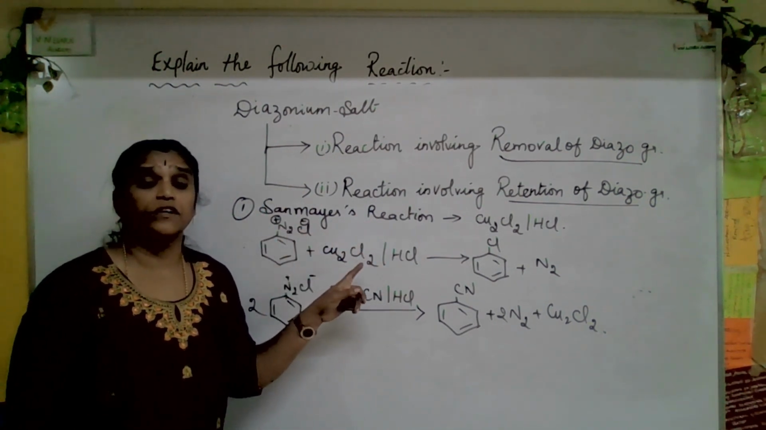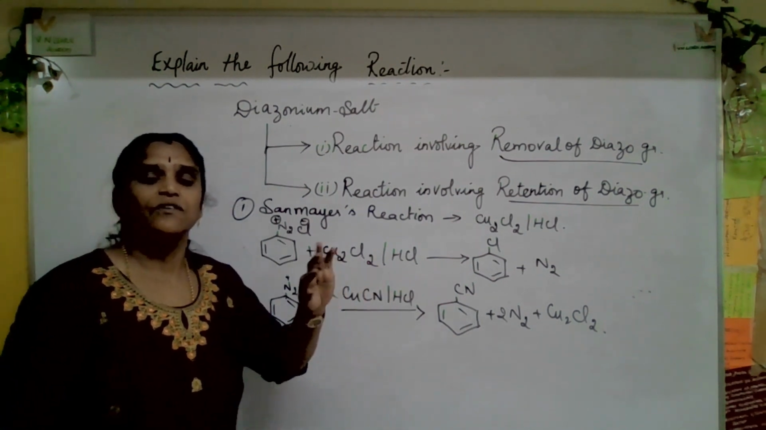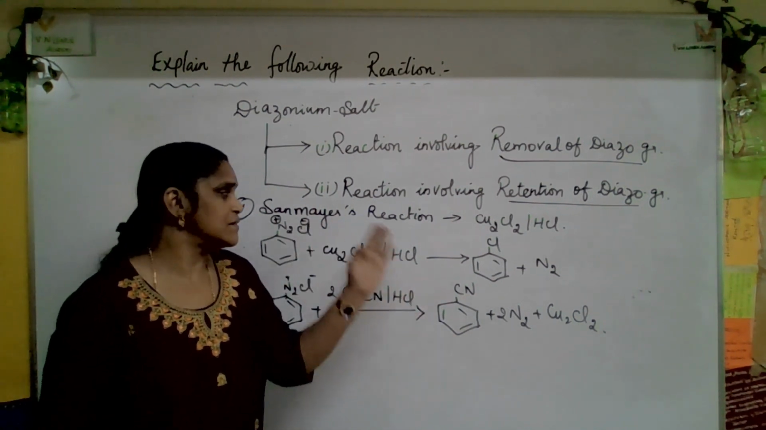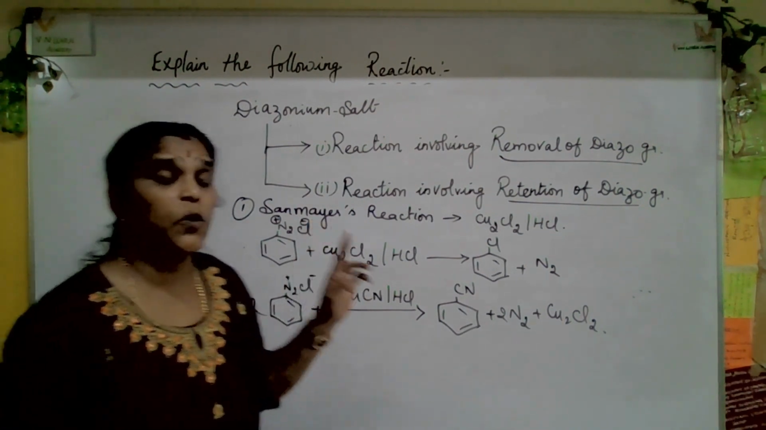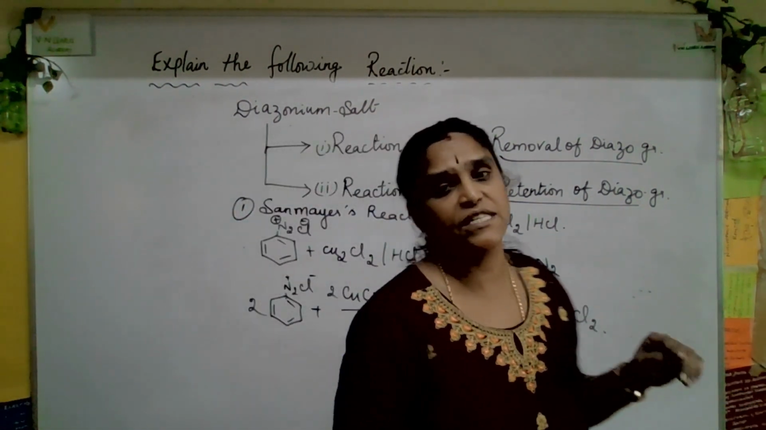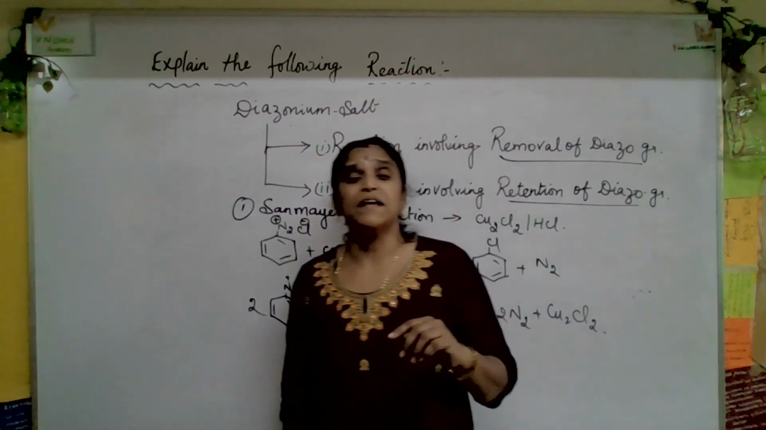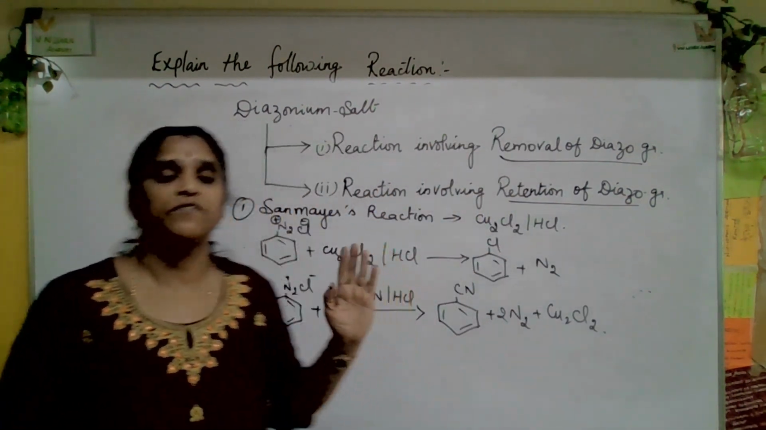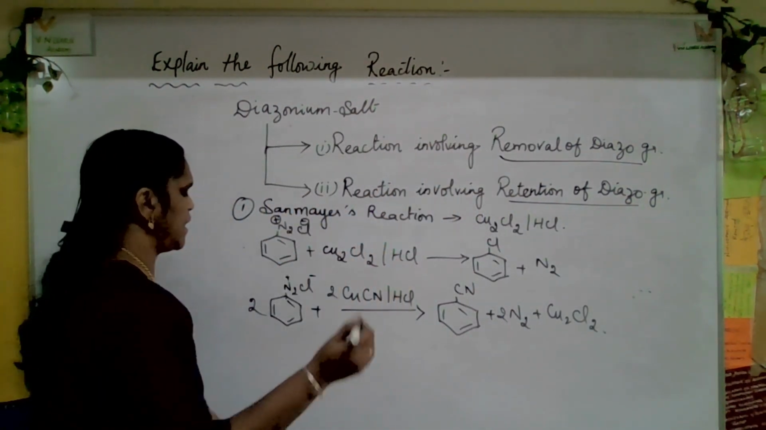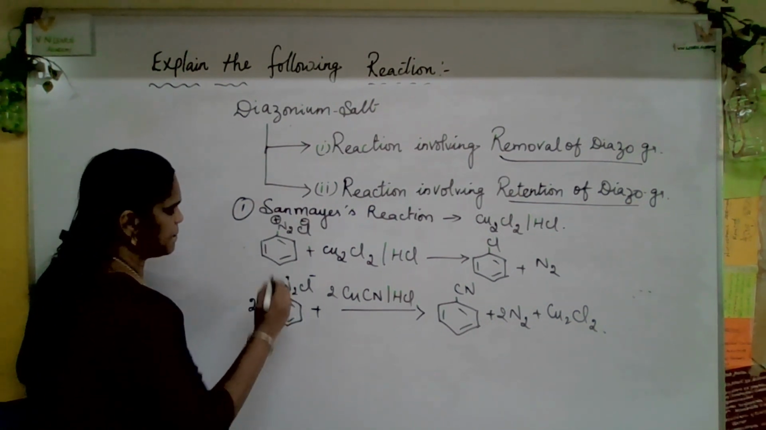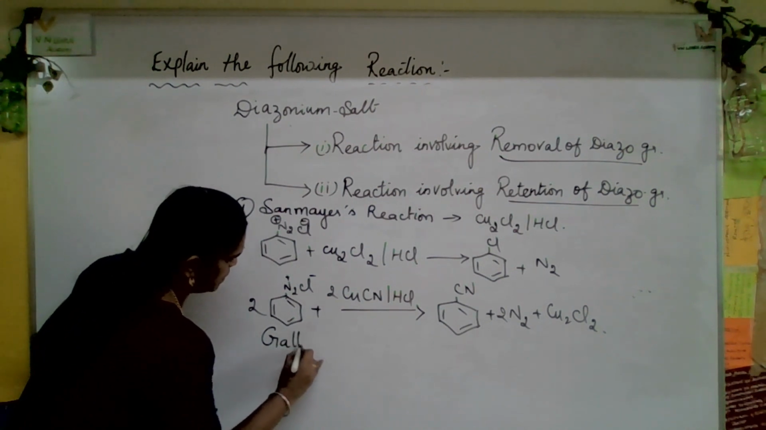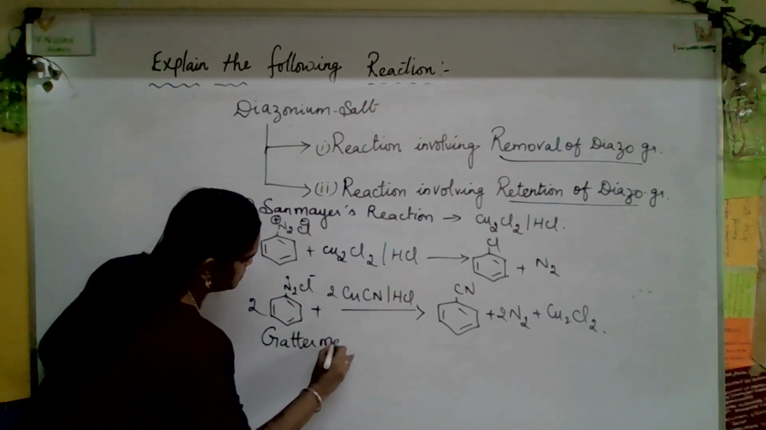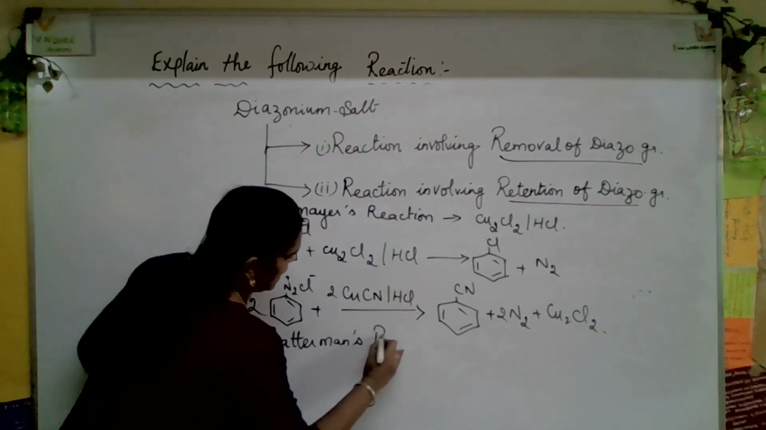Now we are going for Gattermann's reaction. What is the difference between Sandmeyer's reaction and Gattermann's reaction? Here they are using cuprous chloride along with HCl, whereas in Gattermann's reaction, copper powder with HCl. That's all. Okay, now the next one, Gattermann's reaction. Is it visible? Yes. Gattermann's reaction.